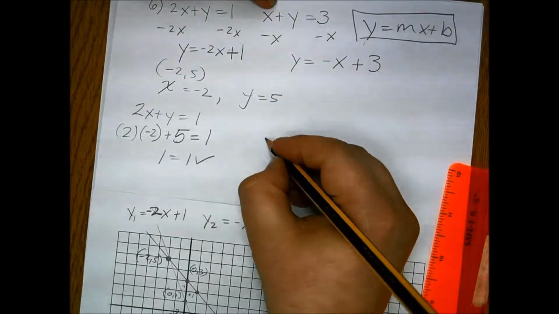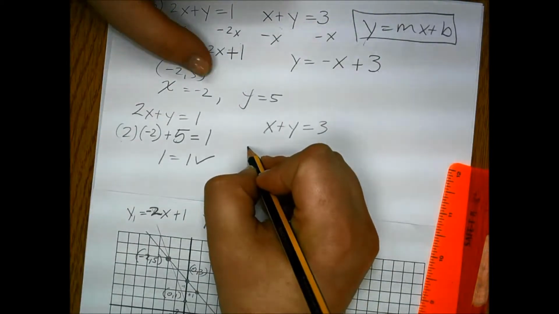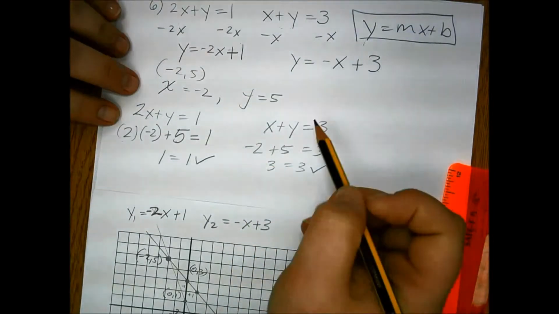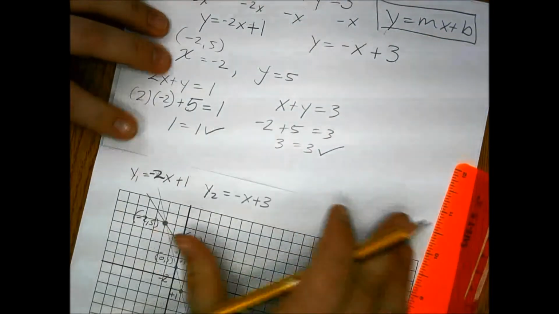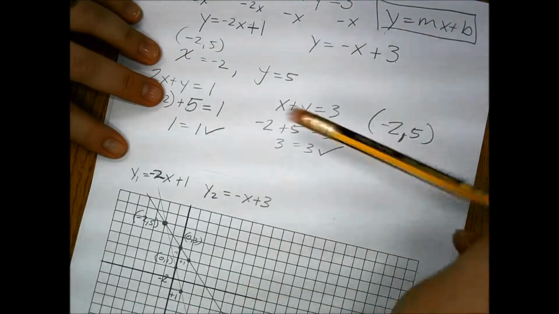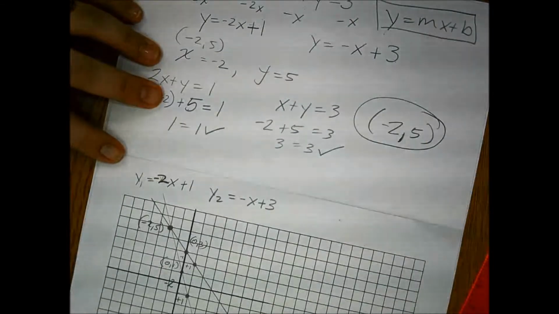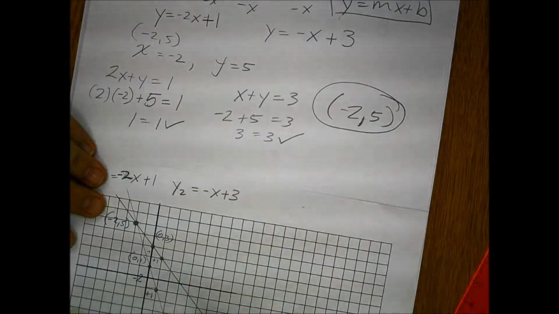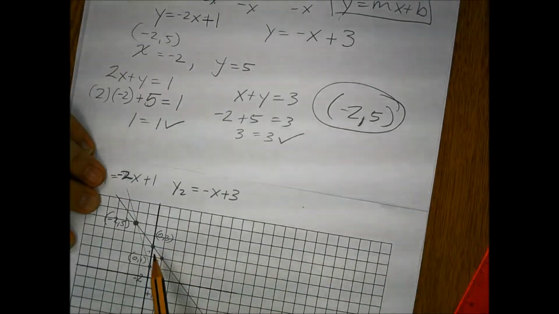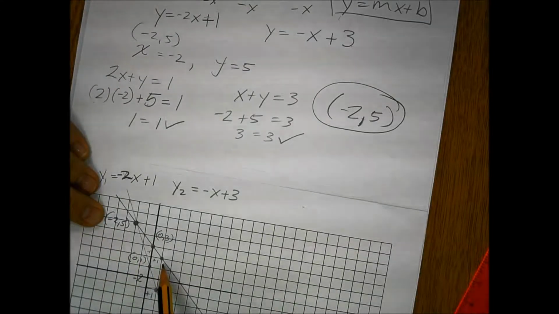Now for my second equation, x plus y equals 3. If I say negative 2 plus 5 equals 3, 3 equals 3, that also checks out. And so I know for sure that for number 6, my solution is negative 2, 5. Write your solution as an ordered pair after you've checked it and circle it so it's really easy to see your answer. Make sure that you've also labeled, at least, the solution on your graph.